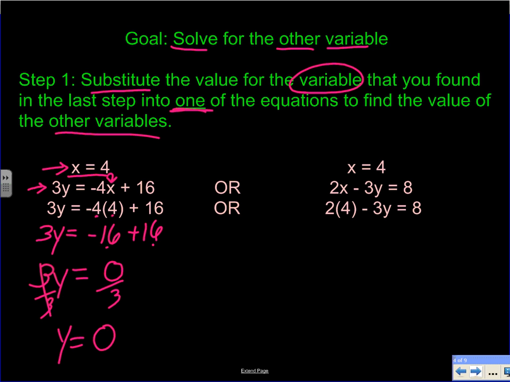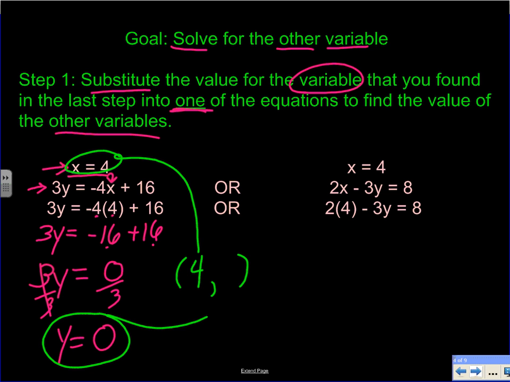You're finished with this problem, and your final answer is going to be an ordered pair, like a point on the graph on the coordinate plane. The x value is 4. The y value is 0. So those two equations that we started out with should cross at (4, 0).